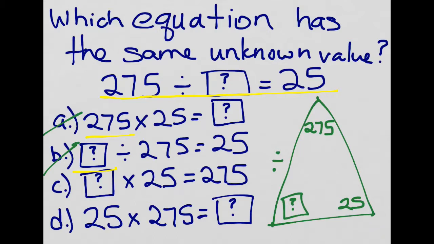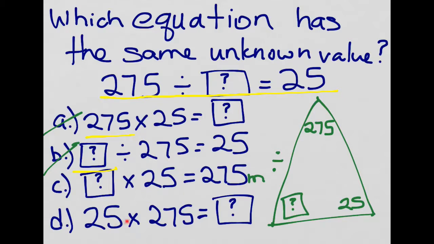Let's keep going. C says mystery number times 25 equals 275. Since I'm multiplying, I should be starting with the two numbers at the bottom. And we are. Mystery number times 25 equals 275. That one looks pretty good. I'm going to put an M for maybe. I'm going to check that last one to see if it's the best option or if C is my best option. Let's look at D.